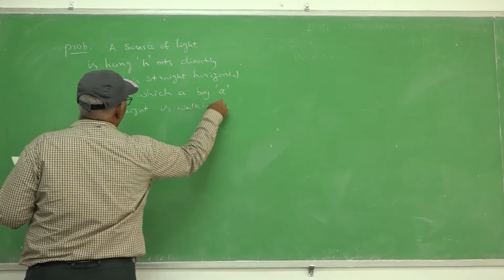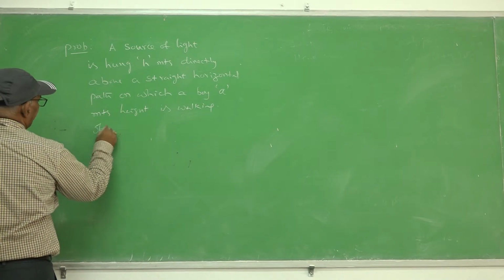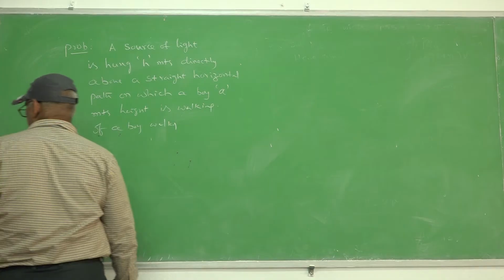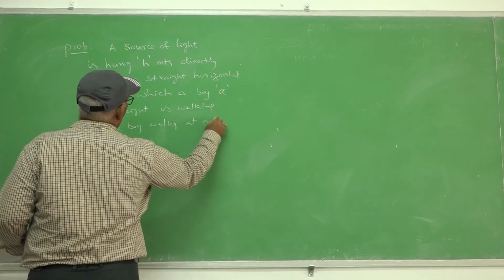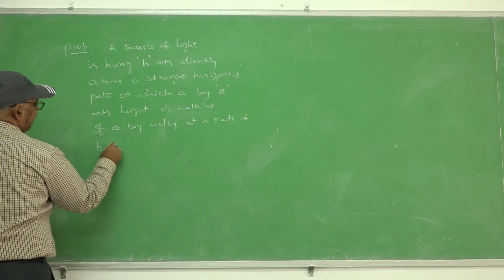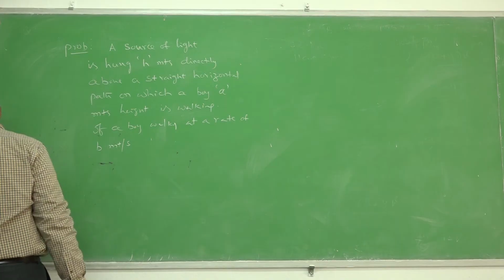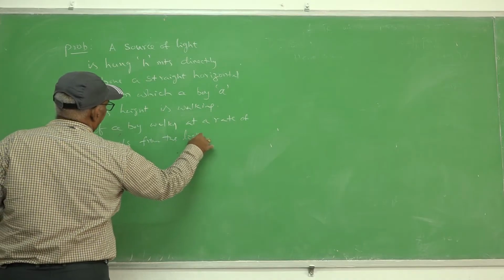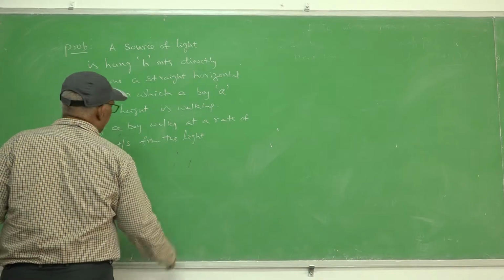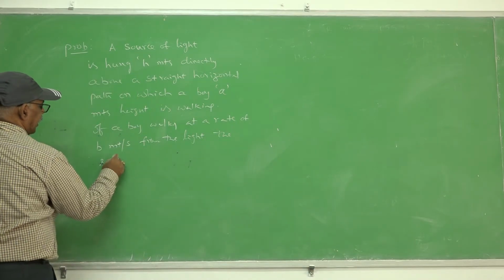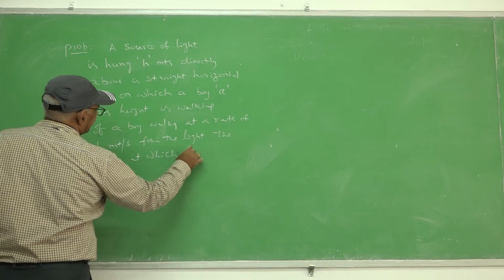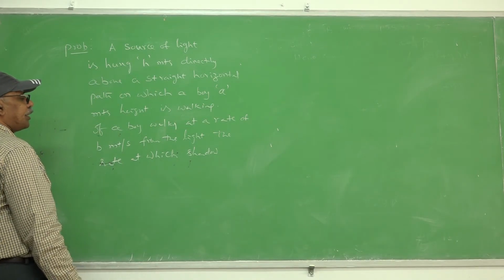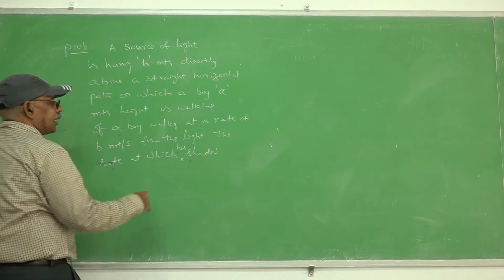If the boy walks at a rate of b meters per second away from the light, find the rate at which his shadow increases.